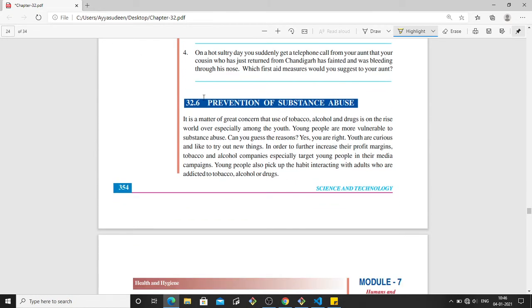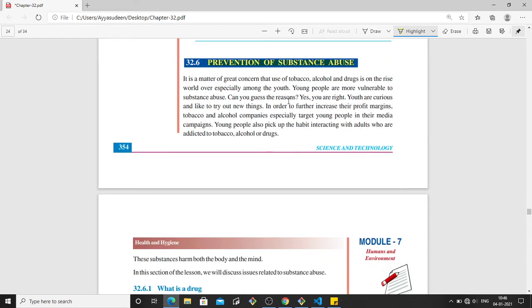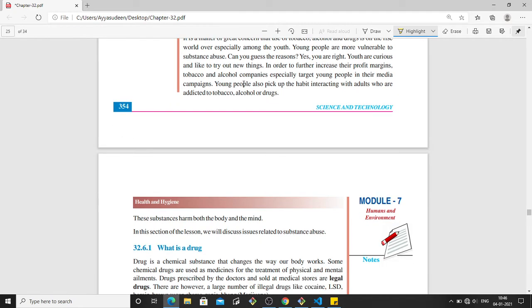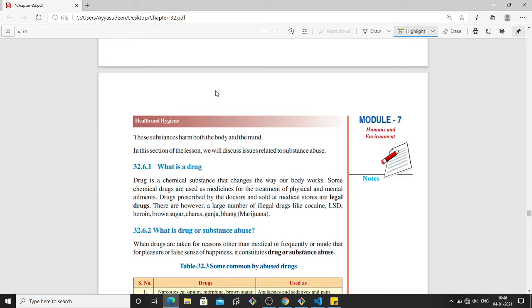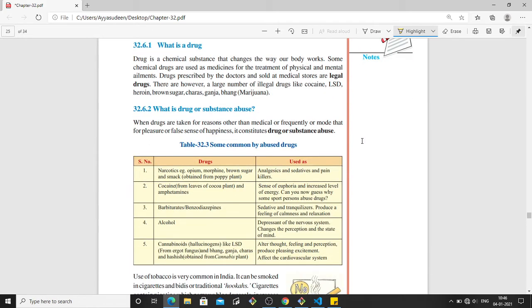The next one is prevention of substance abuse. A substance is basically any drug that causes mental damage, and that is called abuse, where drugs are used in a wrong way. So what is a drug? A drug is basically a chemical substance that changes the way our body works. Some chemical drugs are used for medical treatments. They are legal drugs, and some drugs can be illegal drugs, used illegally by people for wrong usage.